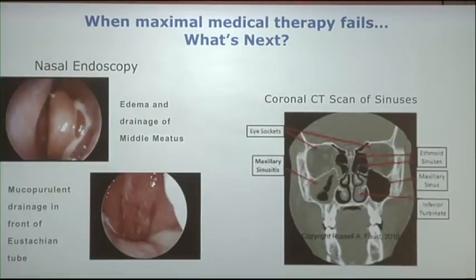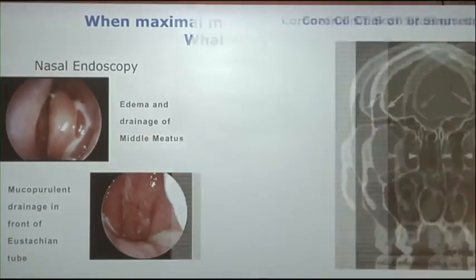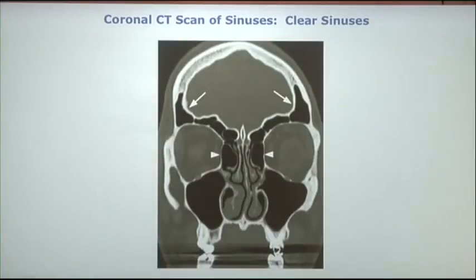So if this is the CAT scan that someone has after months of saline and steroid sprays and multiple courses of different antibiotics, they have a problem still despite maximal medical therapy and are a candidate for something more aggressive. So this is a normal coronal CAT scan. Brain, frontal sinuses, eyes, ethmoid sinuses, maxillary sinuses.